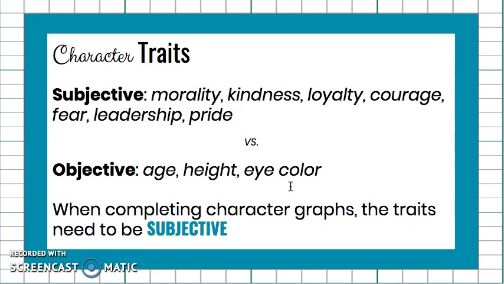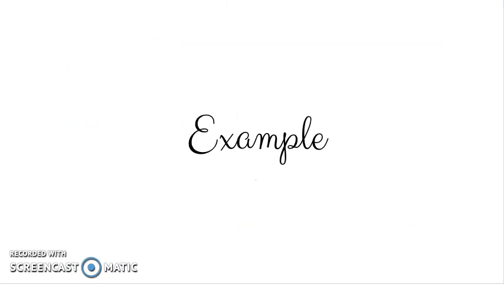They are just facts. All right, so when we're looking at subjective character graphing, we are just working on subjective traits, so the ones that you can argue and have your own opinion about. All right, obviously, your opinion needs to be based off of evidence, which we're going to talk about here in a second. So, an example to make this a little easier to understand.